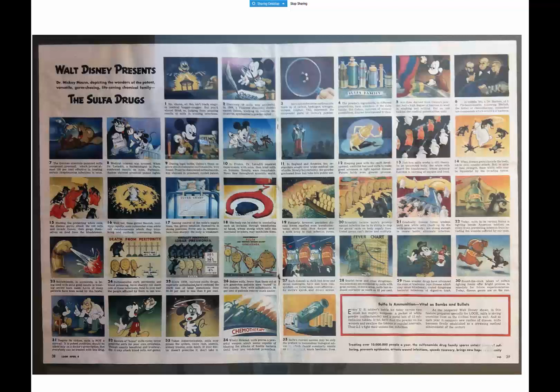If you Google search Walt Disney sulfa drug cartoon, this is one of those things that people can't believe Walt Disney animators did this, but they did. I have an original copy down in my office, my other office. It's like 1940 something. So sulfa drugs, then, how do we make them?